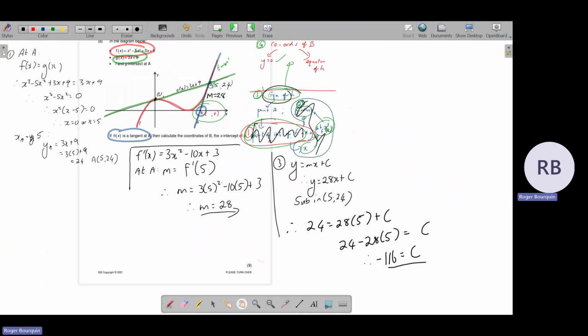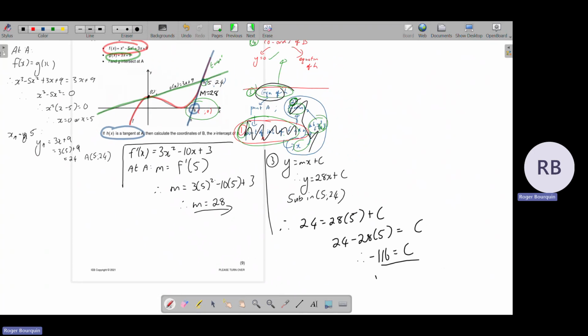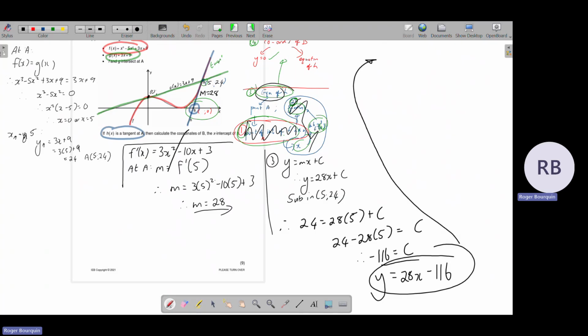Okay, so what's the equation of that blue line? That also makes sense because this line goes down forever, so that's where it will cut the y-axis. So y is equal to 28x minus 116. That's the equation of graph h. You don't have to write h of x, but if you want, you can.